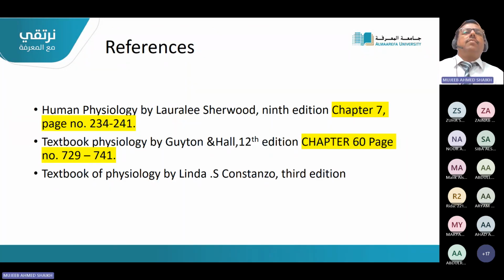Please read it from the book Sherwood, chapter number 7, pages 234 to 241, sympathetic and parasympathetic and their effect.